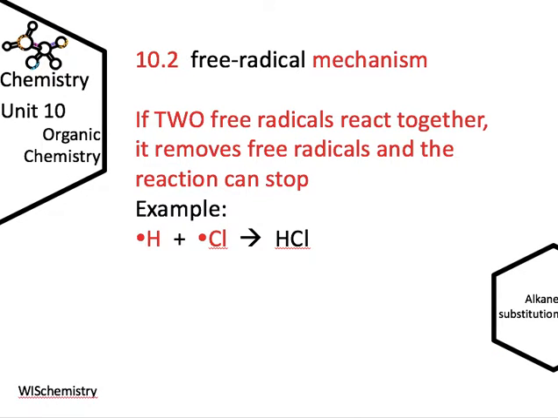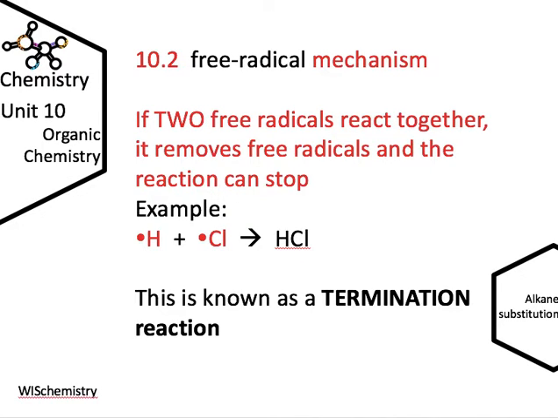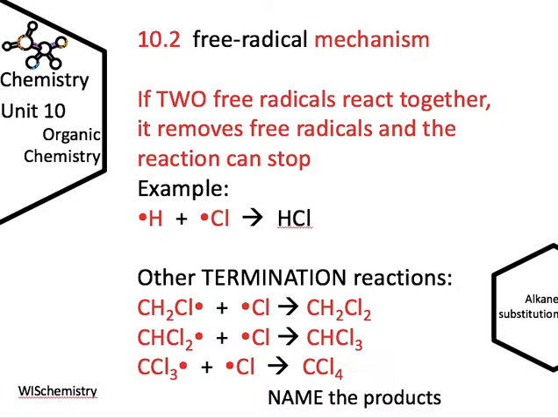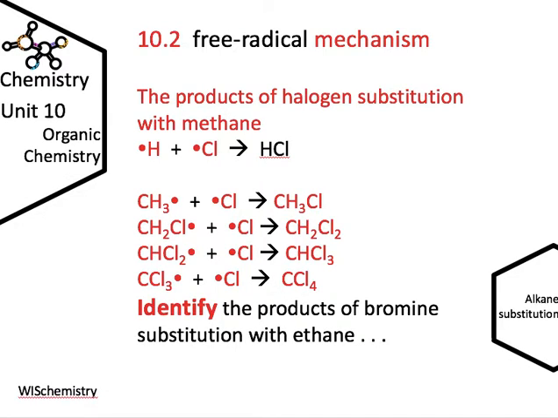And the reaction eventually will stop when two free radicals react together, and here you're making HCl, and other termination reactions produce the other products of the substitution reaction. So in the reaction, you've got a variety of products. You've got the chloromethane, dichloromethane, trichloromethane, which was previously known as chloroform, which you may have heard of, and tetrachloromethane. And the activity is to identify the products of bromine substitution with ethane, identify the initiation reaction, a couple of propagation reactions, and a termination reaction.